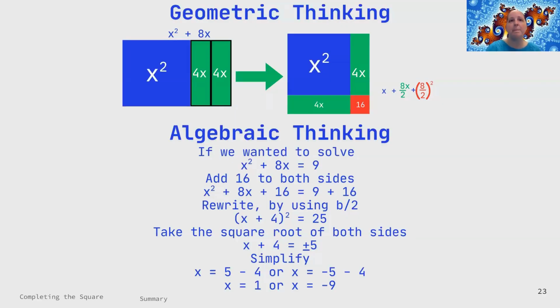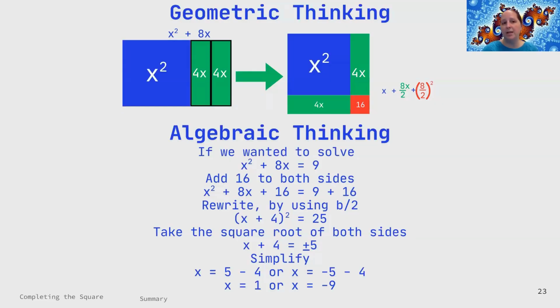Okay. So if I wanted to solve something like x squared plus 8x equals 9, okay, I would add 16 to both sides because 8 divided by 2 is 4. 4 squared is 16. So I'm adding 16 to both sides. Okay. And then I would rewrite by using b divided by 2, which is 8 divided by 2. So I'm creating that trinomial to a binomial. So x plus 4 squared equals 25.